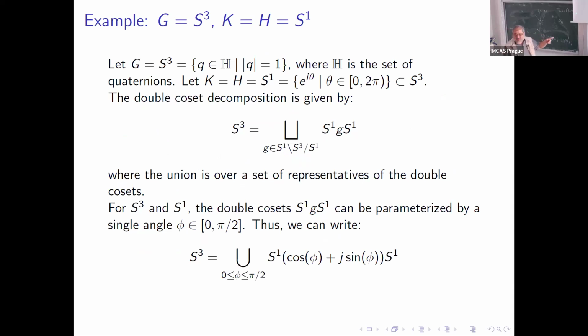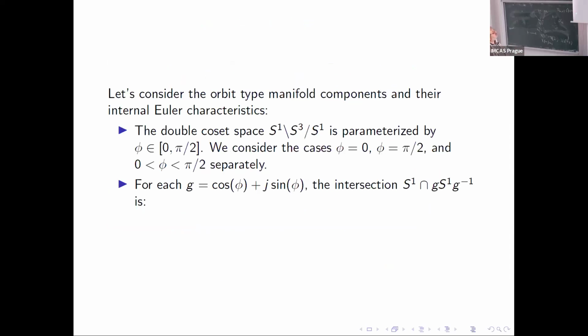This is the example of how to apply this formula. Simple example: G is the unit quaternions, or three-sphere, and K and H are just unit complex numbers, or S1. What is the double cosine space? Double cosine space, as I said, is the interval segment, so endpoints and the interval. Again, we have three summands in the double cosine formula, but the last one is 0, because the double cosine space is S1 acting on S3, and the quotient is S2.